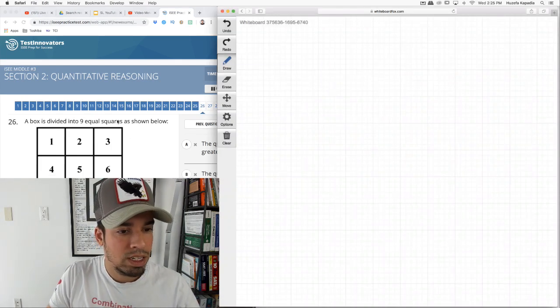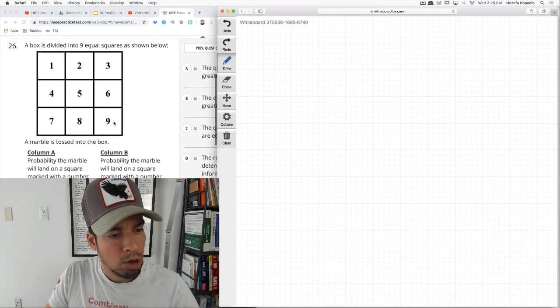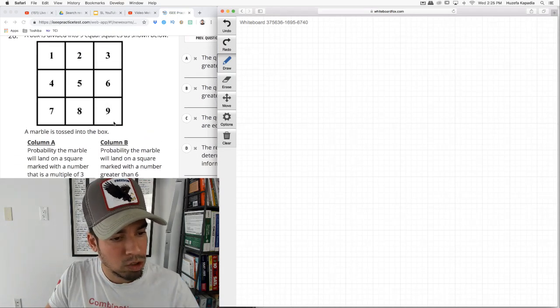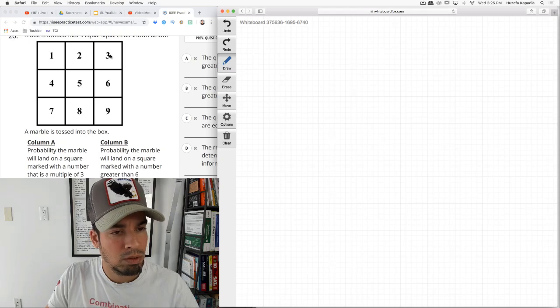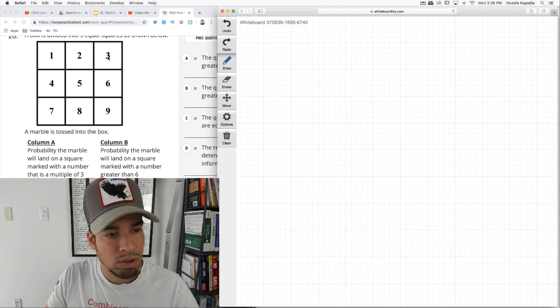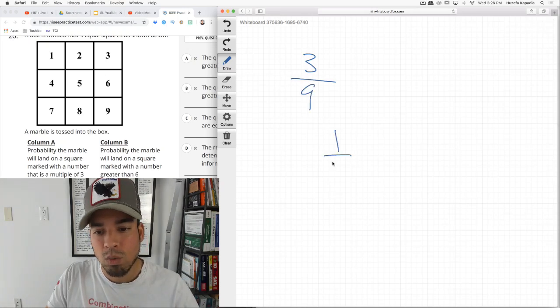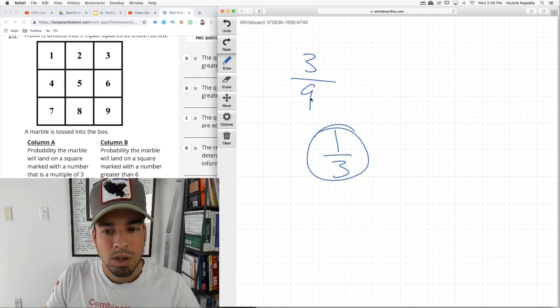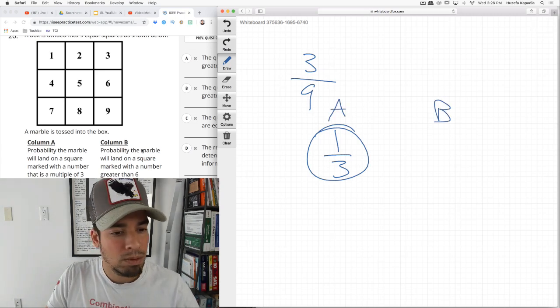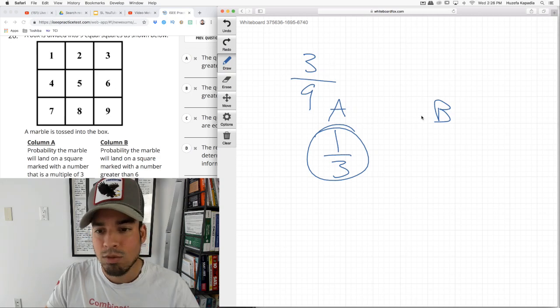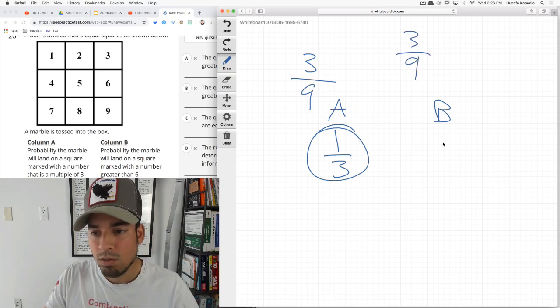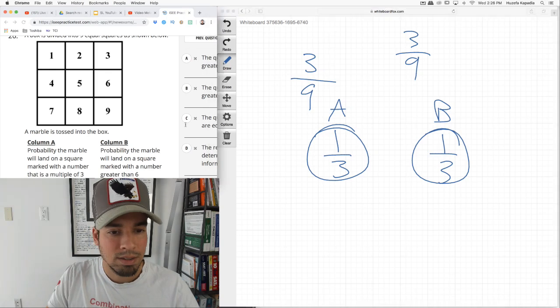This is divided into 9 equal squares as shown below. Probability that the marble will land on a square marked with a number that is a multiple of 3. Multiples of 3 include 3, 6, and 9. So there's 3 boxes that have that out of 9, which means a 1/3 probability for A. For B, probability that the marble will land on a square marked with a number greater than 6, which is 7, 8, 9, which is also 3 out of 9, which is also 1/3. And that gives us C.